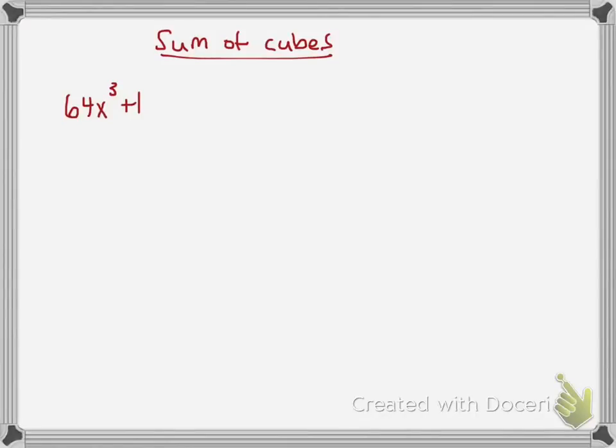And so this is going to be our sum of cubes example. We're going to work with this expression, 64x to the third plus 1, and we want to factor that. When we work with sum of cubes, it's going to be a binomial. We're going to have two terms.